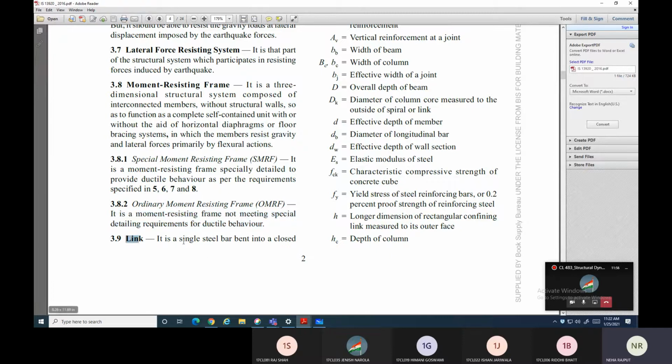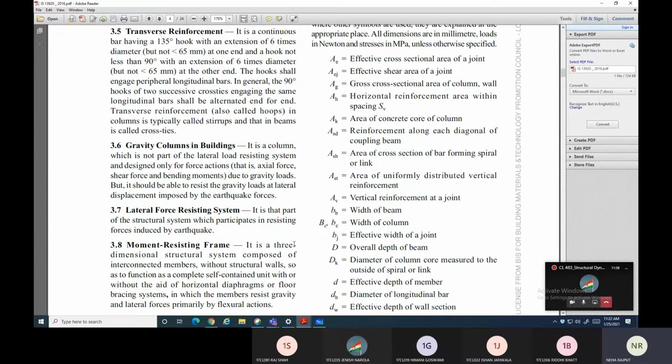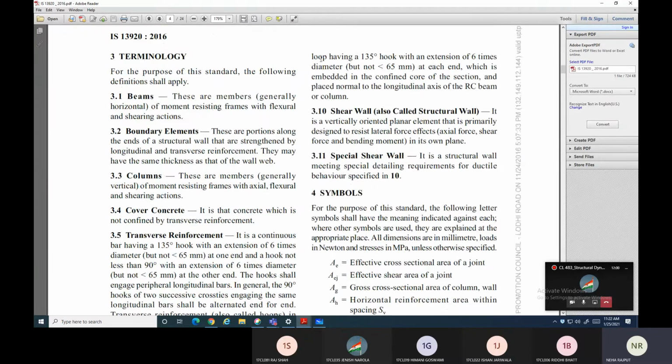Then link member, it is a single steel bar bent into a closed loop having 135-degree hook with extension of 6 times the bar diameter. So this is called transverse reinforcement also, and link also in steel in beam design.